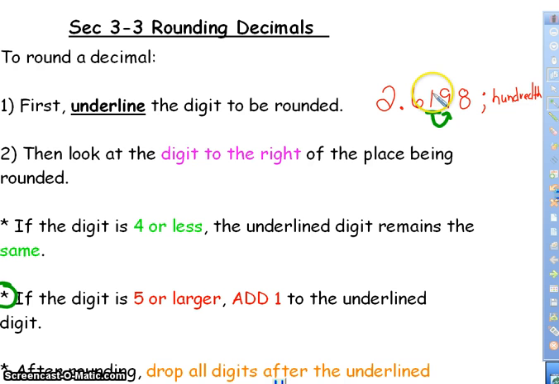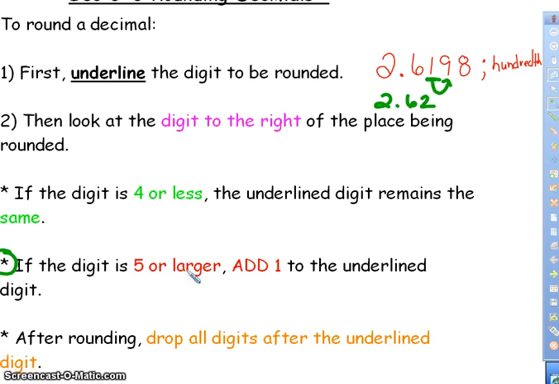So I'm going to make this 1 become 1 plus 1, which is 2. So 2.62, and then this last part is actually very important. This is what people usually get messed up on. After rounding, drop all digits after the underlined digit. So I'm not going to bring down the 9 and the 8. Okay, I'm dropping them. I don't need them anymore.